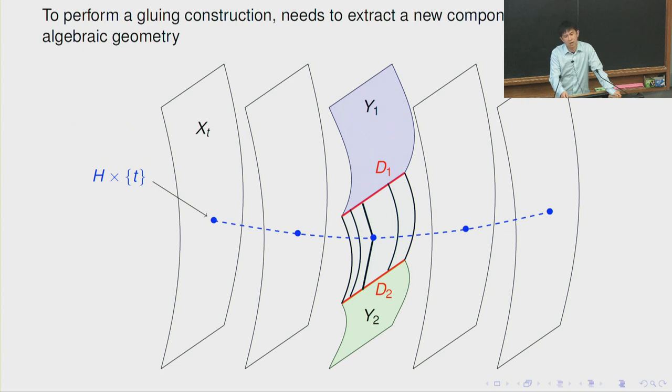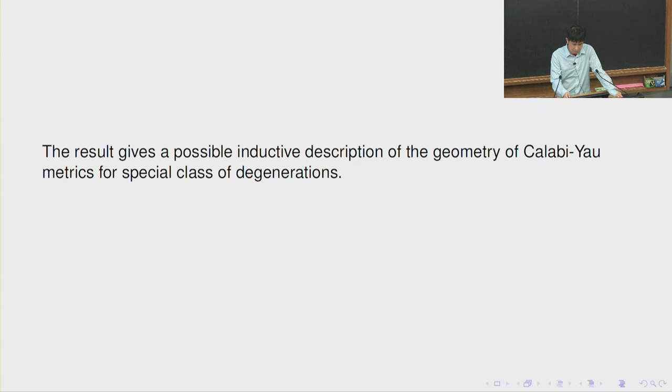But also, in order to fit into the algebraic geometric picture, one has to have three components. So n was not seen from the original picture. One has to extract a new component using the algebraic geometry, and this result gives a possible inductive description of the geometry of Calabi-Yau metrics for special class of degenerations.